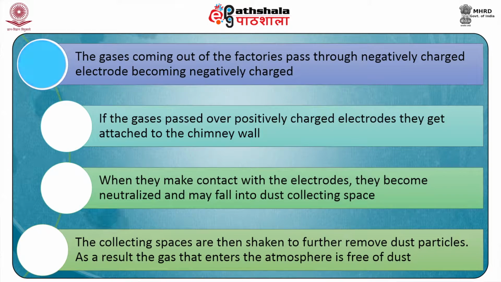The gases coming out from the factories pass through the negatively charged electrodes and become negatively charged. If the gases pass over positively charged electrodes, they get attached to the collecting plates. When they make contact with the electrodes, they become neutralized and may fall into the dust collector space. The collecting plates are then shaken to further remove dust particles. As a result, the gases that enter the atmosphere are free of dust. This is a very important and powerful device.